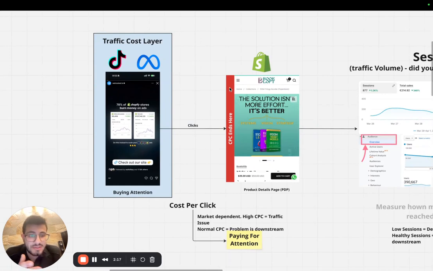Cost per click, it's market dependent. So if your CPC is extremely high for your market, then the traffic quality might be an issue. Your ads might not be crafted in a good way. If it's reasonable, but performance is bad later on in the funnel, then CPC is probably not your problem. The problem must be downstream, so add to cart, etc. We'll go to that. So this step is where you're paying for attention.